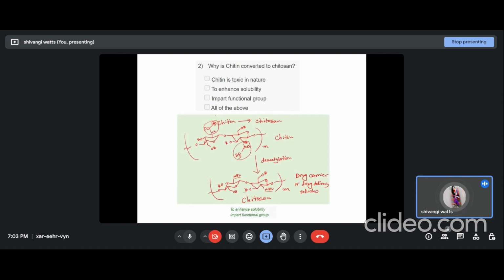So the right option is, if you will see, this is chitin. Chitin is converted to chitosan by deacylation, right? After deacylation, instead of this NHC double bond CH3, the acyl group, there is NH2, which will increase the solubility, and the functional group will change, so that it will impart the functional group. So B, to enhance the solubility, and C, to impart the functional group. B and C are the right options.